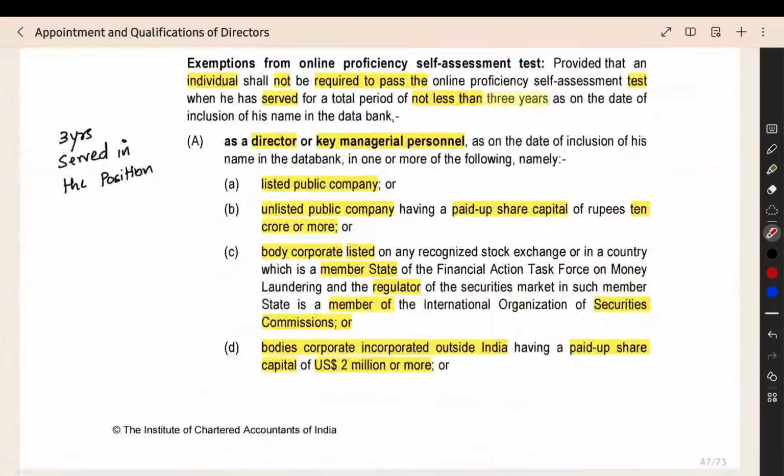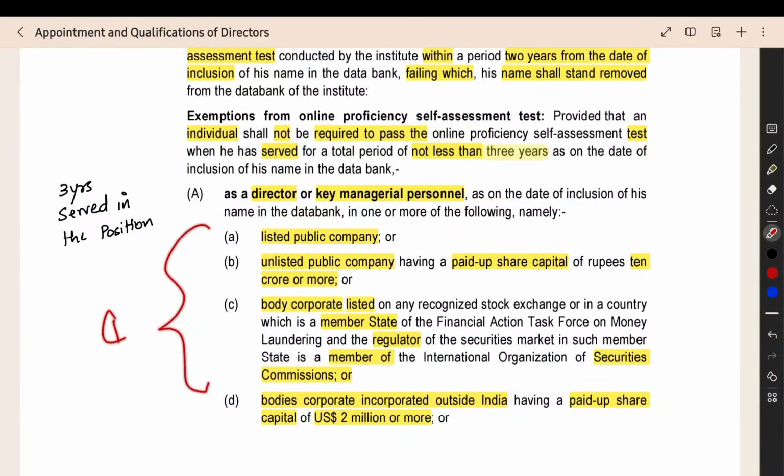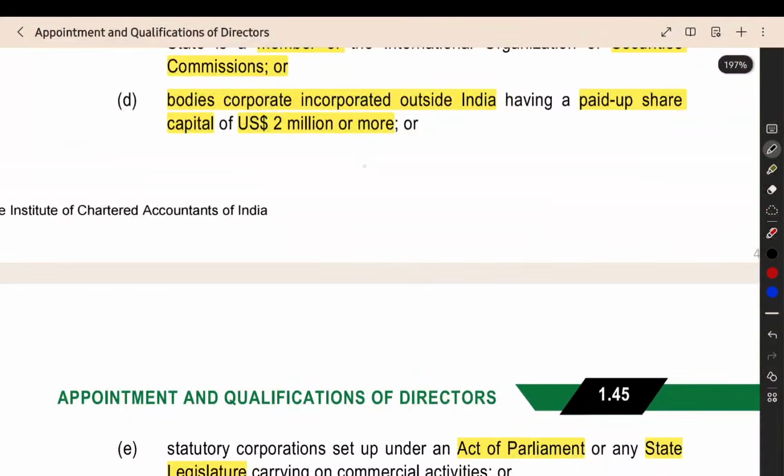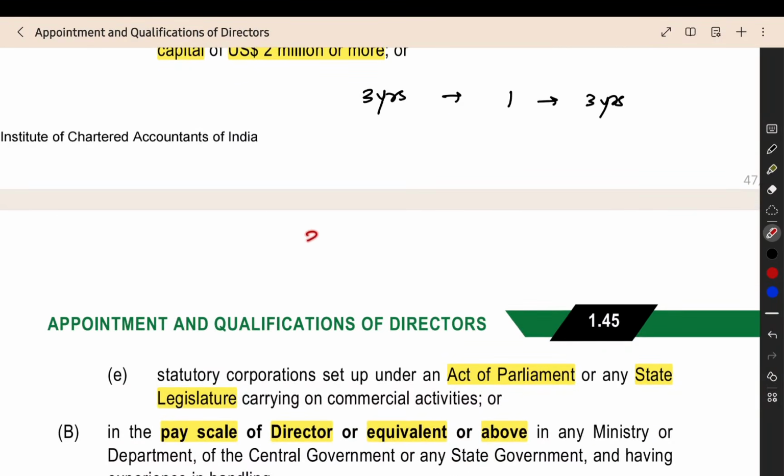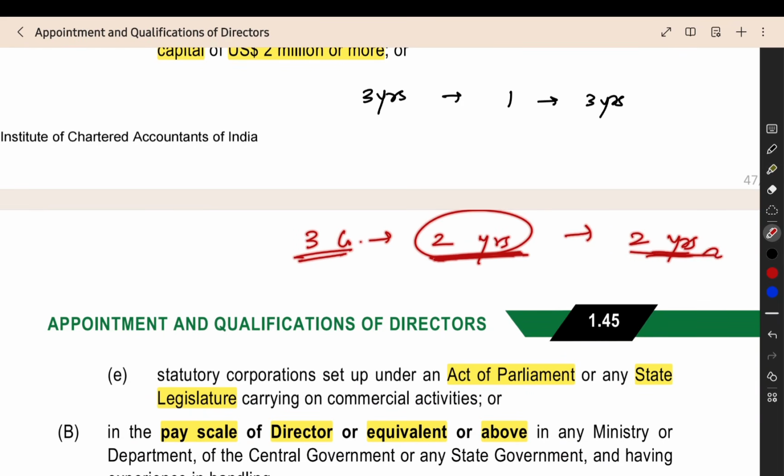And one more thing: positions in two or more companies will be counted only once. For example, if you want to get 3 years of experience, you have to be in one company for 3 years. You can also think like this: I am in three companies, holding the position in each for 1 year, and then it is counted as 3 years. That is not allowed. If you are working in all three companies for 2 years only, then it will be counted only as 2 years. Even if you are in three companies, since you worked only 2 years, only 2 years will be counted.